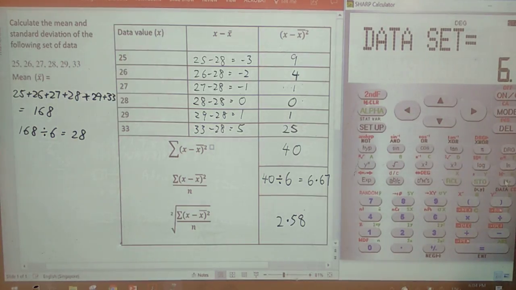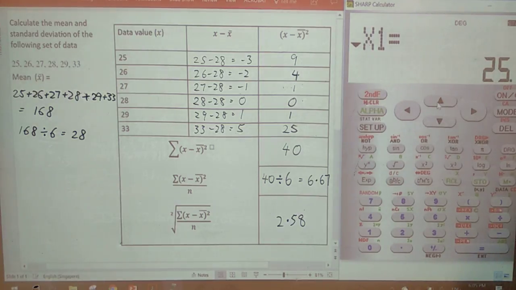Now, to check whether or not I've entered the data correctly, you can cycle through the list. Your last piece of data entered was 33. Your second last one was 29. The fourth one was 28, 27, 26, and finally 25. So I have entered the data correctly.